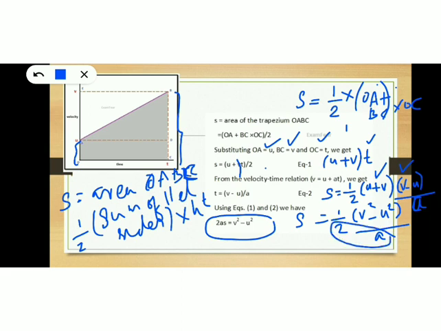Then take this 2a to the LHS. Just cross multiply. So you will get 2as is equal to v square minus u square. So this is our third equation of motion.